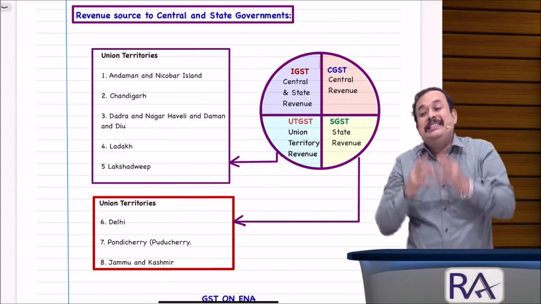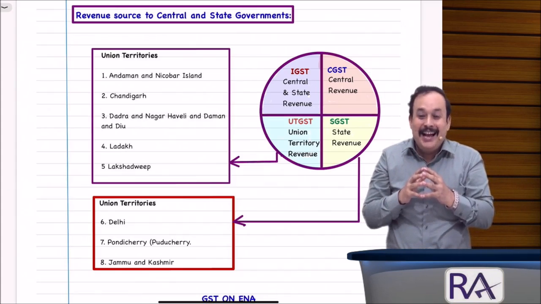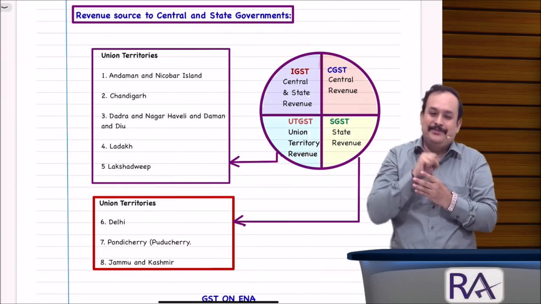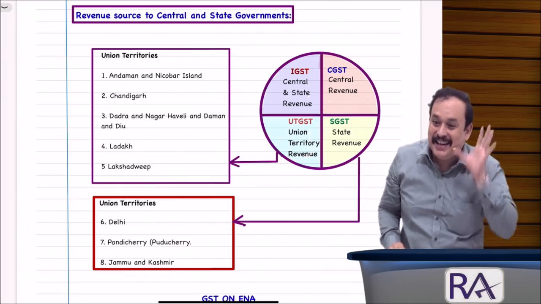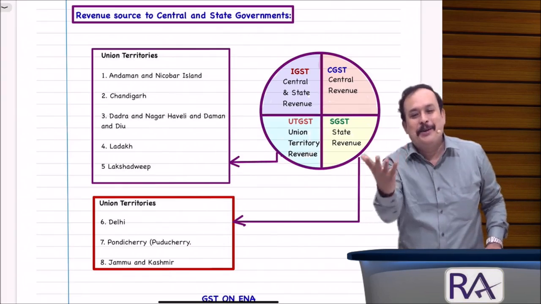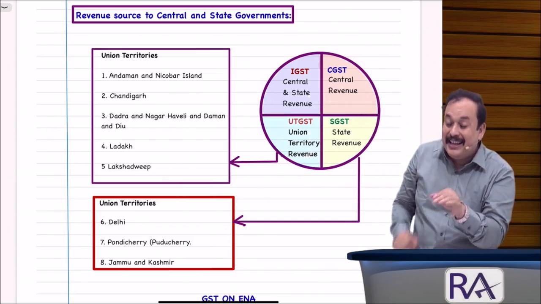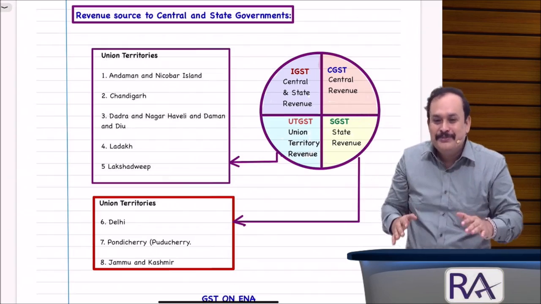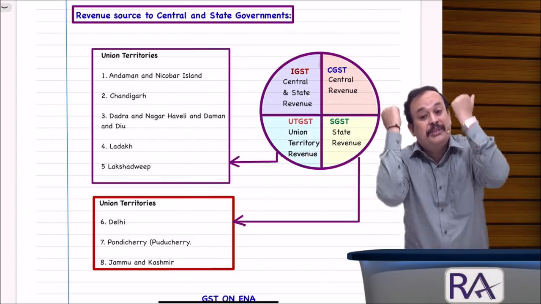When will UTGST apply? A question mark. And who enacted this act? Sir, IGST is enacted by whom? You tell me. IGST is enacted by the central government. SGST is enacted by state governments. Excellent, my dear. UTGST is enacted by whom? The Central government of India. Why, sir? Why not the respective state governments?